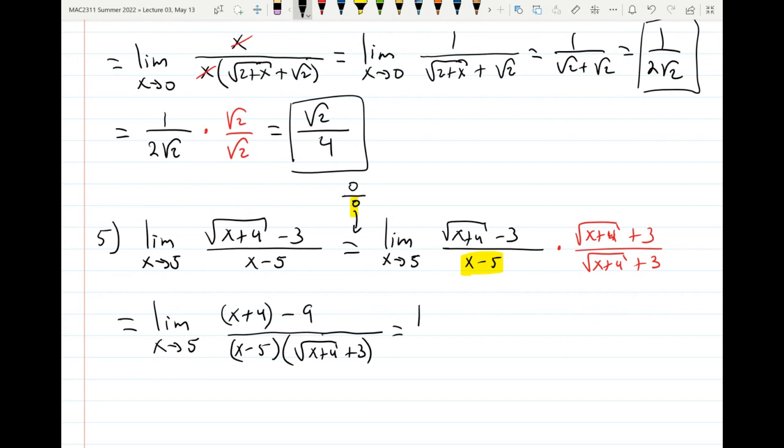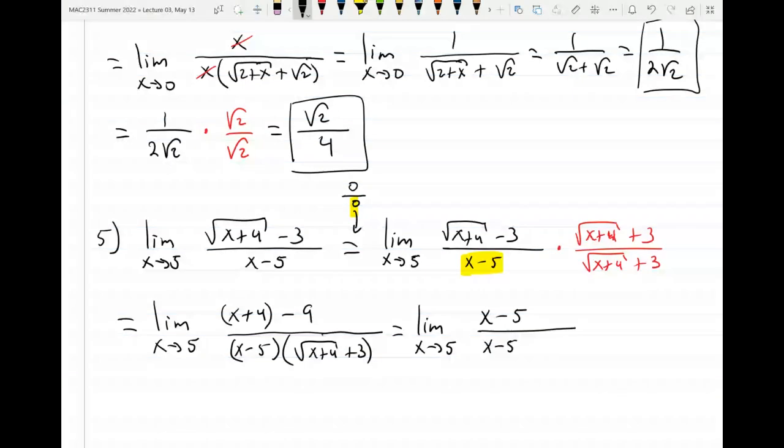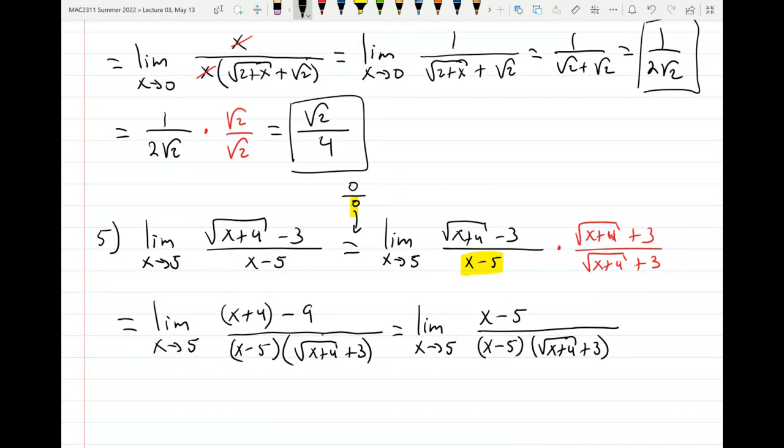So, you know, this is good, because now we have an x minus 5 that showed up on top that we can use to simplify the one that was giving us issues in the bottom. Now these two guys simplify.